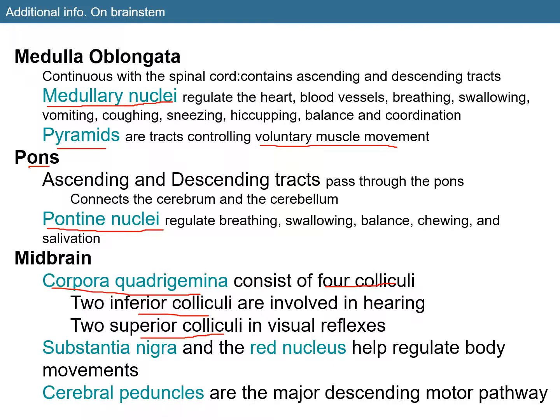It's also important to note that the substantia nigra, which we've talked a little bit about before, important in Parkinson's and dopaminergic responses, will be very important. We'll come back to that one. Both the substantia nigra and the red nucleus help in body movements. And then the cerebral peduncles are the major descending motor pathway, and they basically connect the brain stem to the cerebrum.